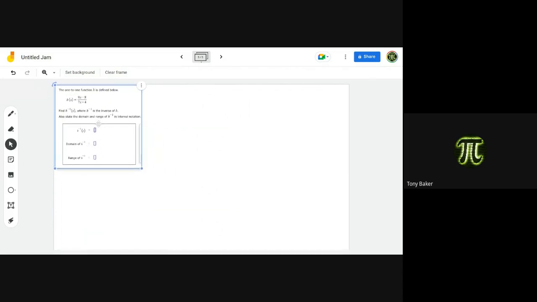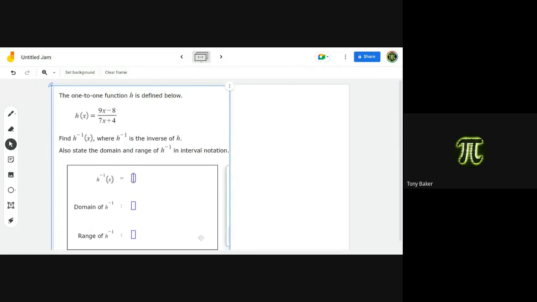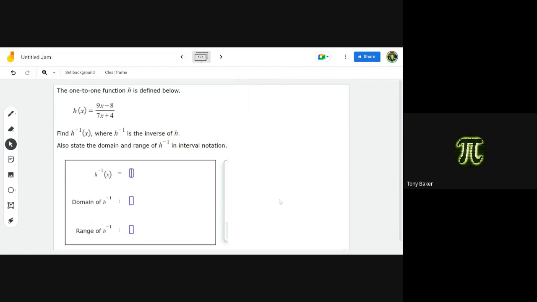Let's do a hard one. The fraction ones are always harder. Also, the ones that have multiple x's are typically harder.